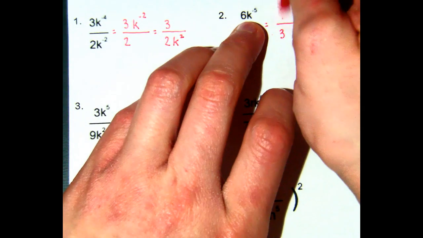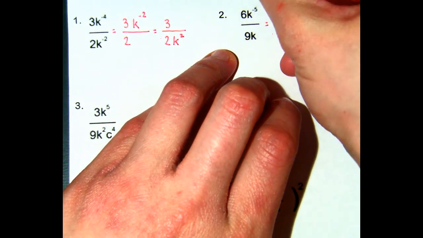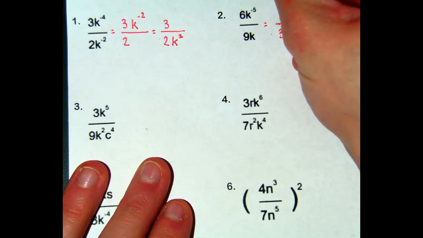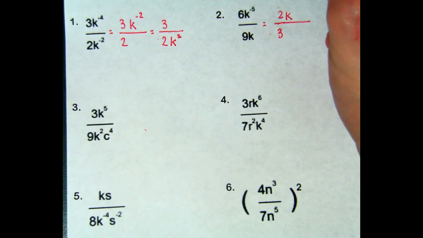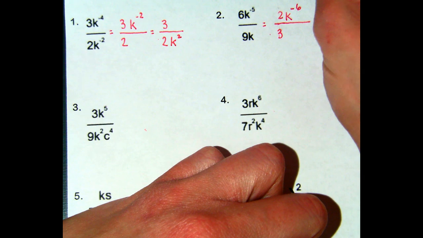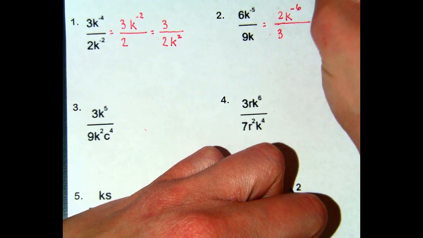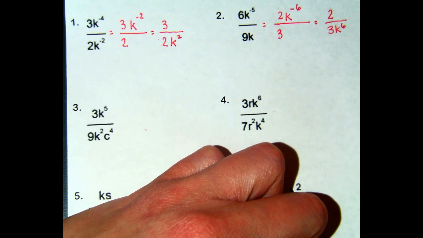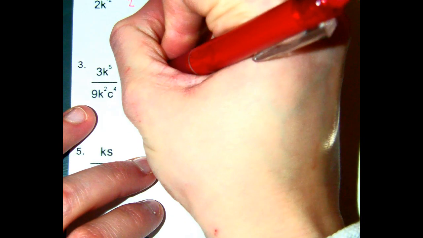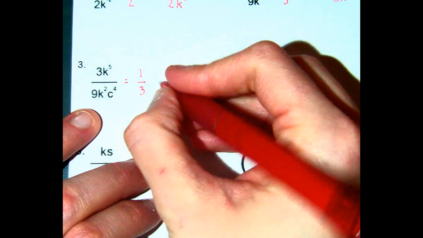Excuse me, 2 over 3. It's one of those nice little mistakes. And then I have negative 5. I've got k. Negative 5 minus 1 is negative 6, which means I'm not done. K to the 6th needs to come to the denominator. Number 3. 3 to the 9 also reduces, and it is actually 1/3 instead of up there like I said.